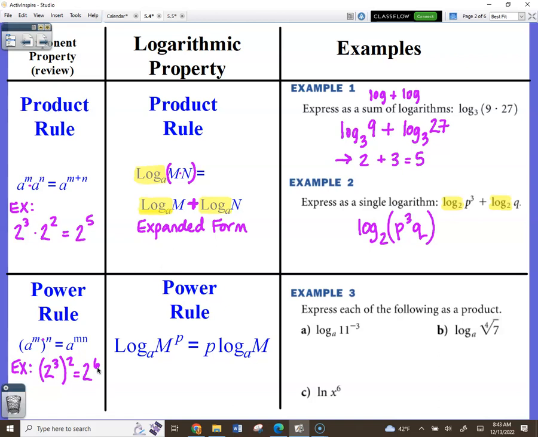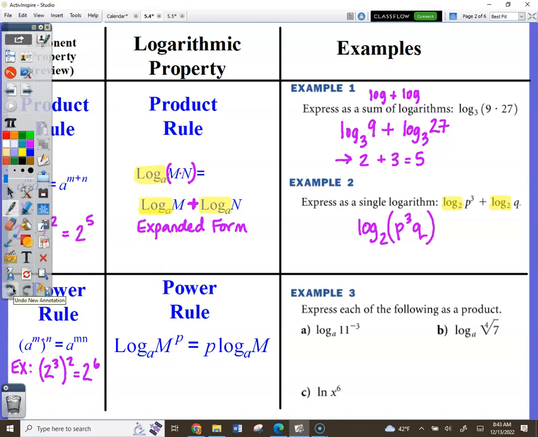Okay, in logs, it looks a little different, but it's the same concept. I have an exponent right here. We're going to take that exponent and write it as multiplying times the entire log. I always draw an arrow. So let's look at what we have here. We have log base A of m to the p power. Then over here we have log base A. Where'd the p go? It went to the front, because here's the rule. Any power at the very end of the log expression comes to the front right here and is just multiplied by the whole thing.